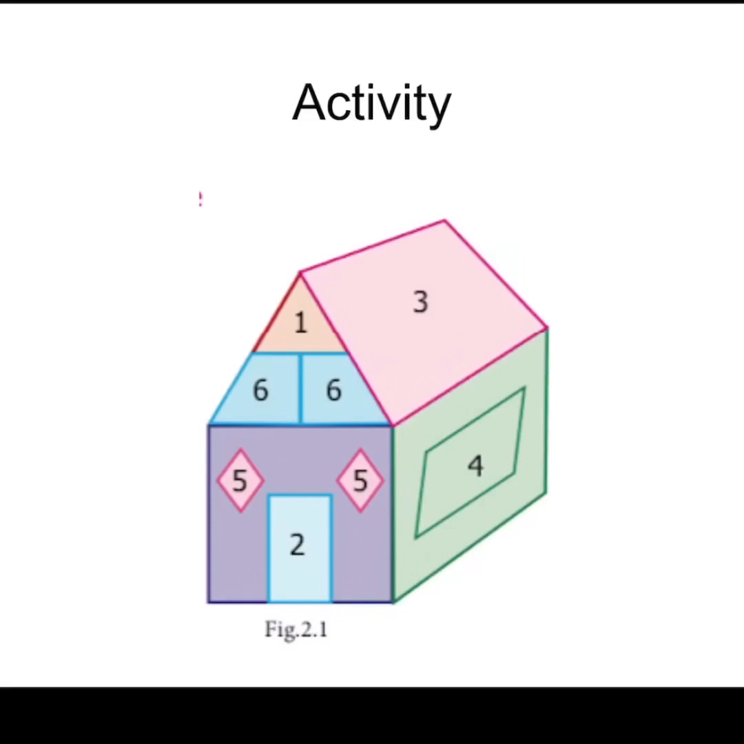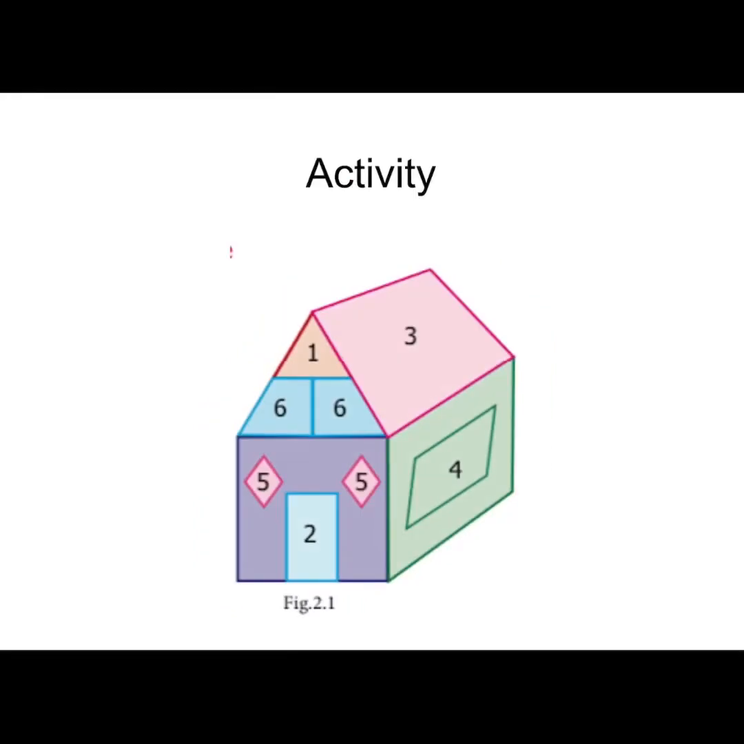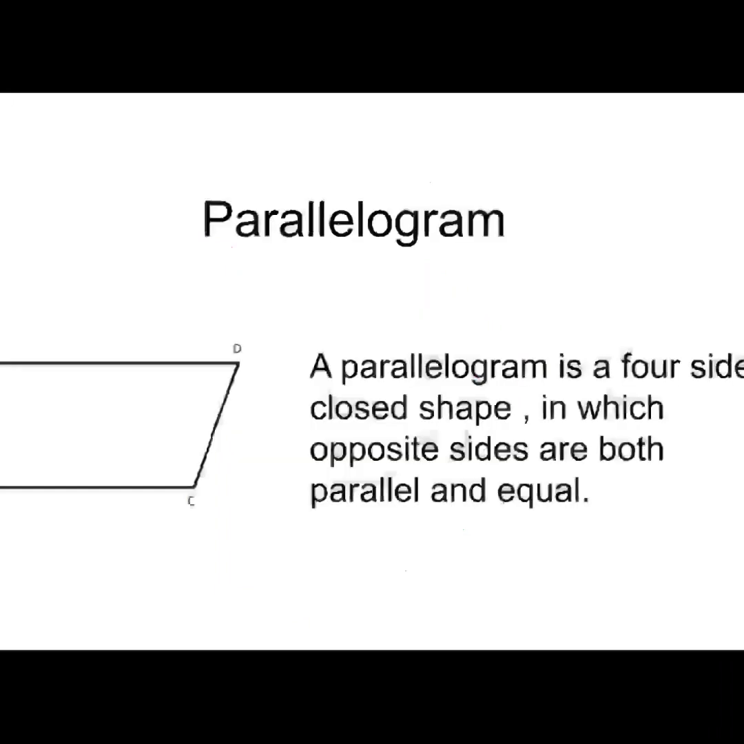Girls, take a look at shape 4, the shape that is numbered 4. What do you call that shape? The shape looks like a rectangle because the opposite sides are equal. But what about the angles? The angles do not make a right angle, so we couldn't call this a rectangle. So this shape, the 4th shape, has a special name called parallelogram.